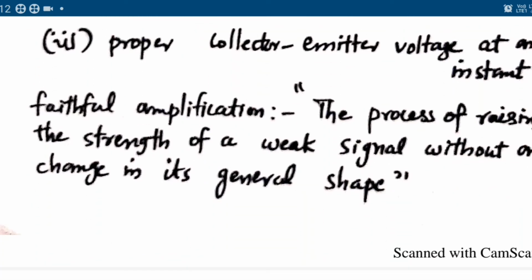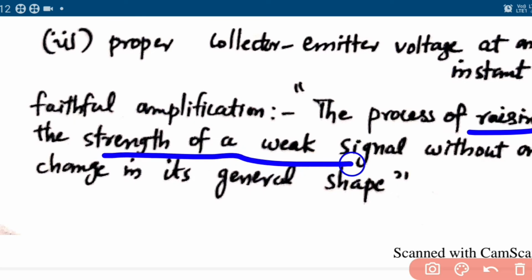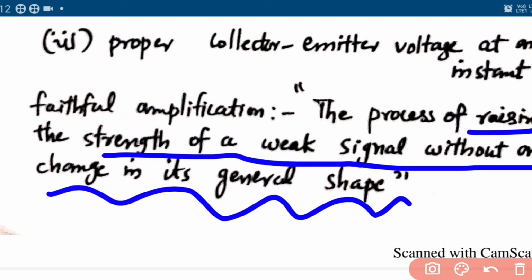So the process of raising or amplifying a weak signal without any change in its general shape, that is called faithful amplification. Okay, faithful amplification is the process of raising the strength or amplifying a weak signal without any change in the shape.